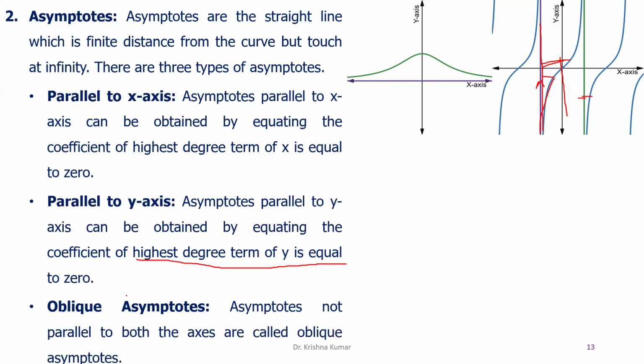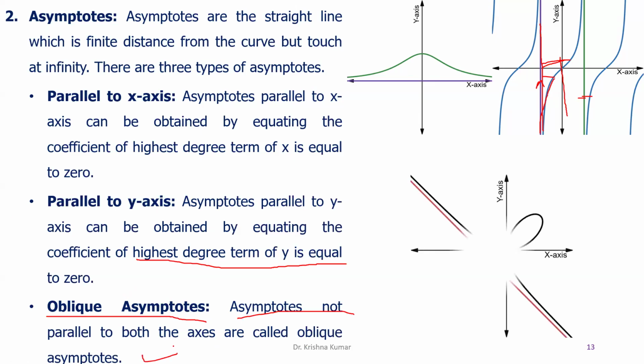Now, another is the oblique asymptote. The third type is the oblique asymptote. Asymptotes not parallel to either axis are called oblique asymptotes. Like this, what is this? This red line. This red line is again an asymptote of this curve because it is not parallel to either the x-axis or the y-axis. So such asymptotes are called oblique asymptotes.